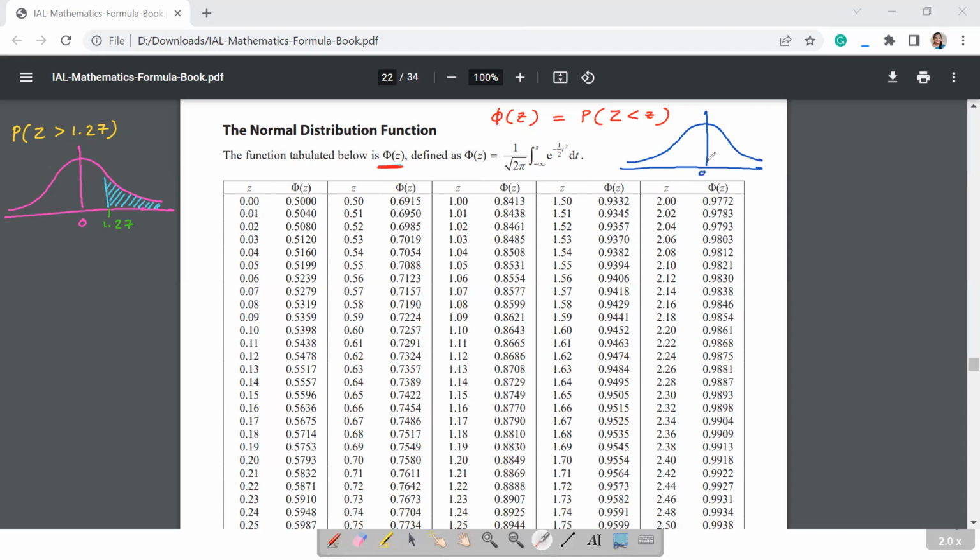The mean is 0. I'll assume z is positive. So this is the sample z. Phi z gives you the area behind the line. That's also very important. Phi z gives you the area behind the line.